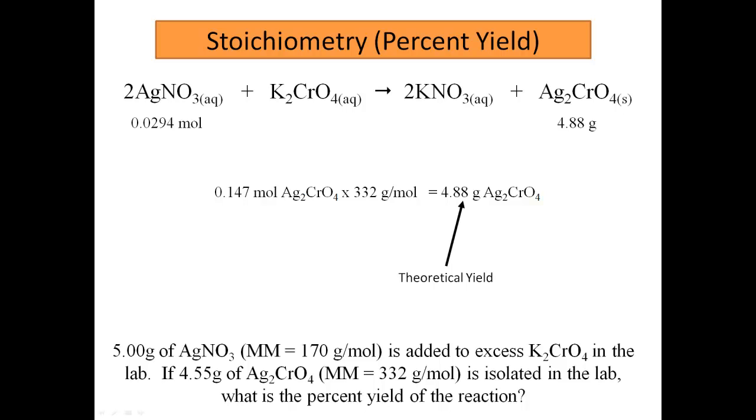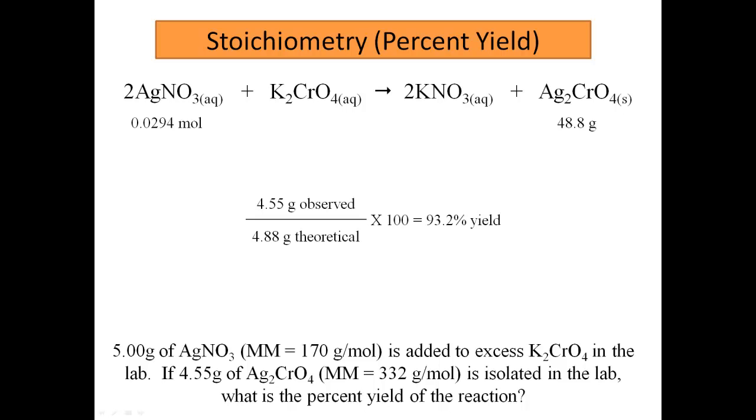So how do we find percent yield? Well, we take what we isolated in the lab, which was observed, and we divide it by the theoretical yield, like so. We get the observed 4.55, which was given to us in the problem. We divide it by the theoretical, which we found stoichiometrically, multiply by 100, and you get 93.2% yield, which means we've lost about 6.8% of our product somewhere in the process.